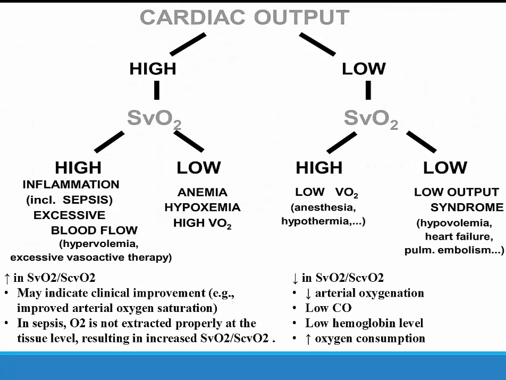An increase in SvO2 and ScvO2 may indicate clinical improvement, such as improved arterial oxygen saturation. In sepsis, O2 is not extracted properly at the tissue level, resulting in an increased SvO2 and ScvO2. A decrease in SvO2 and ScvO2 could mean decreased arterial oxygenation, low cardiac output, low hemoglobin level, or increased oxygen consumption.